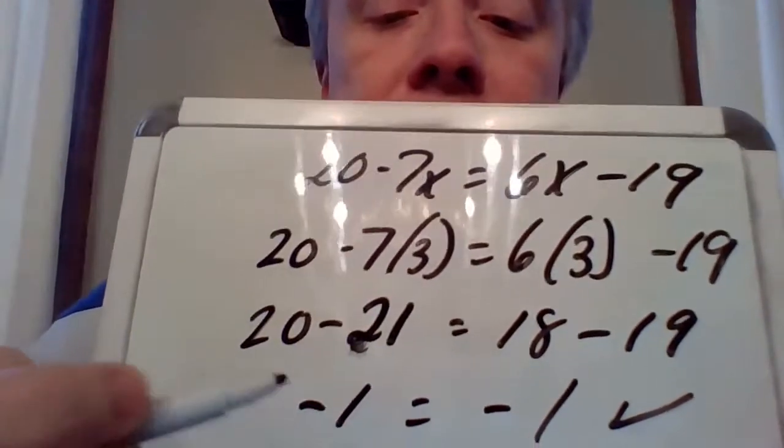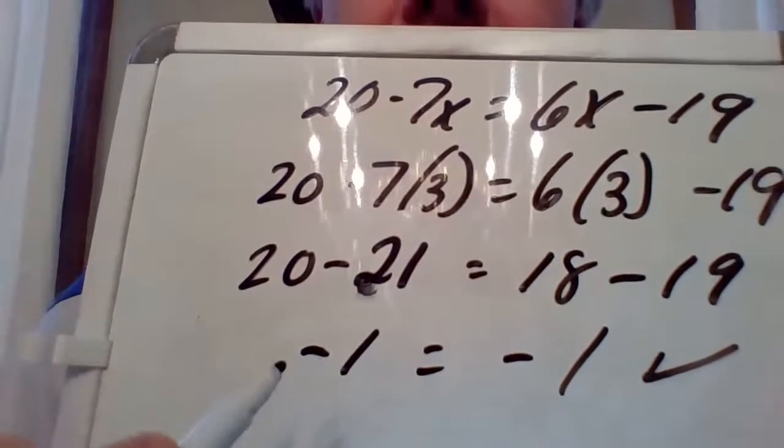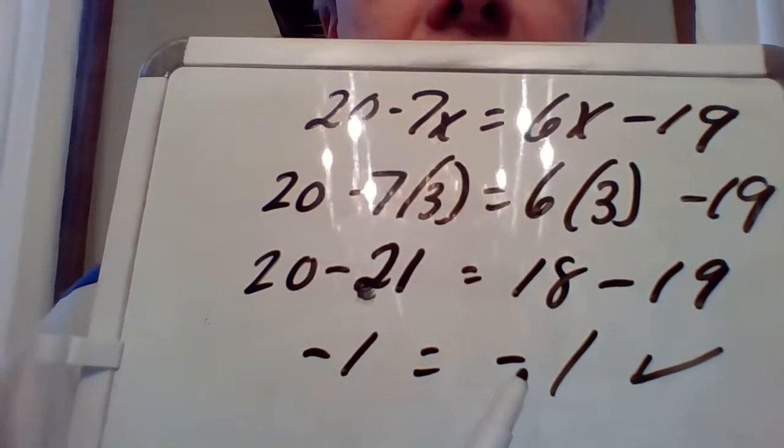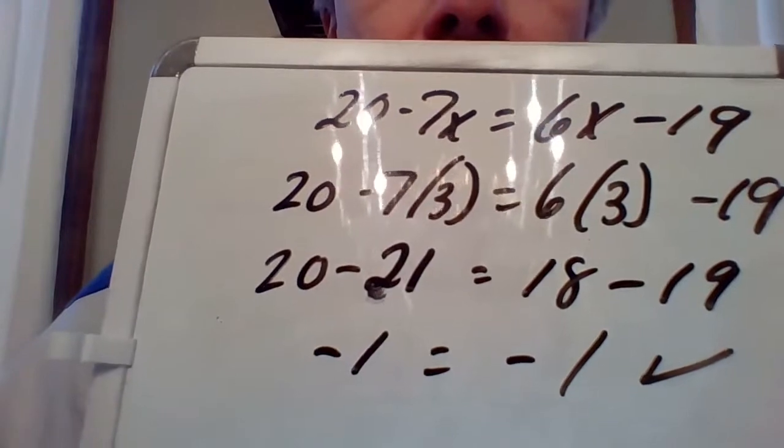Now I'm just going to subtract these two. 20 minus 21 equals negative 1. 18 minus 19 equals negative 1. You subtract these two, you get negative 1. You subtract these two over here, you get negative 1.